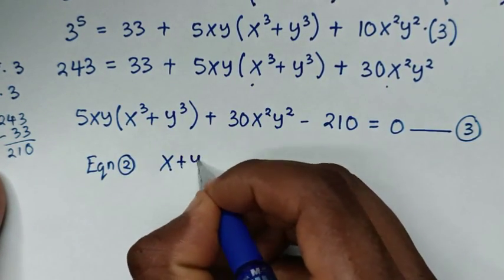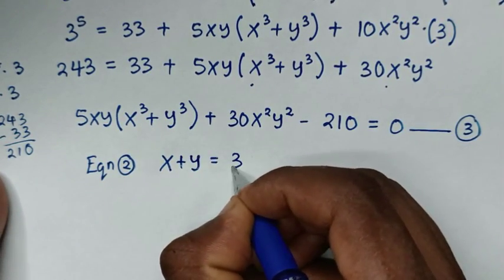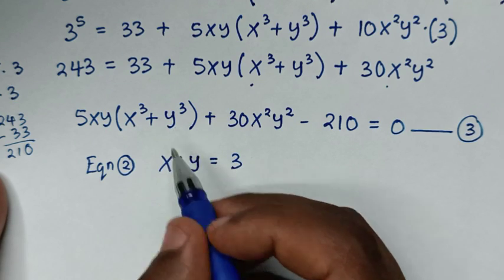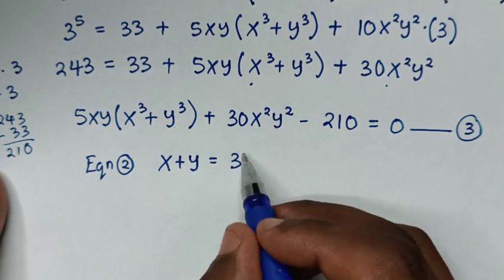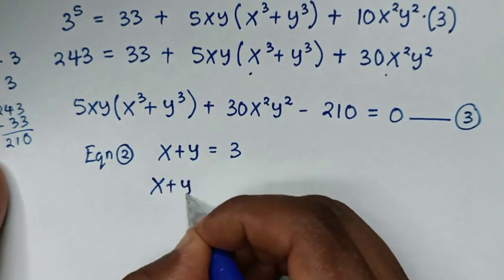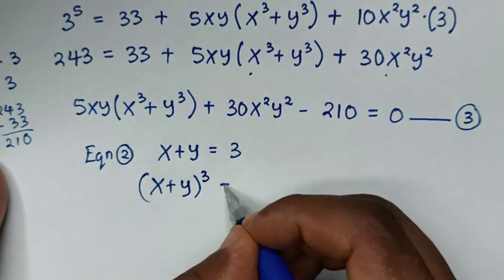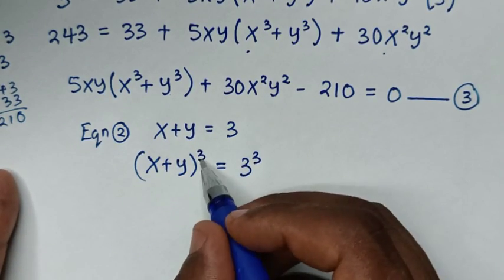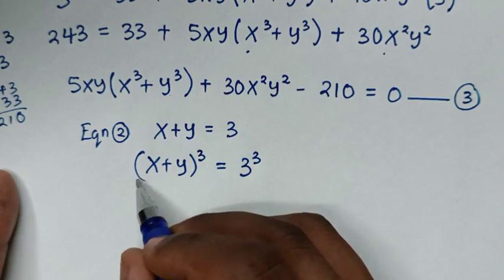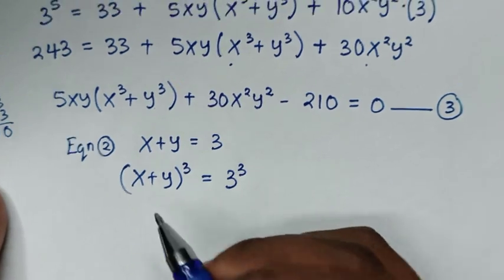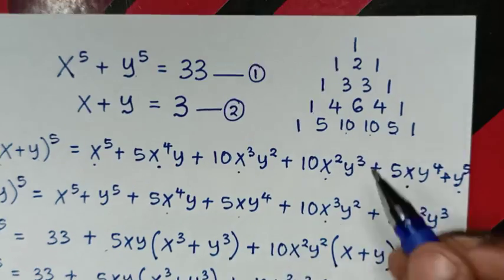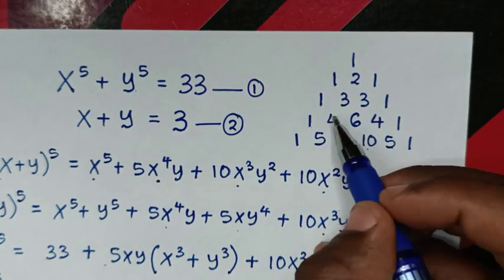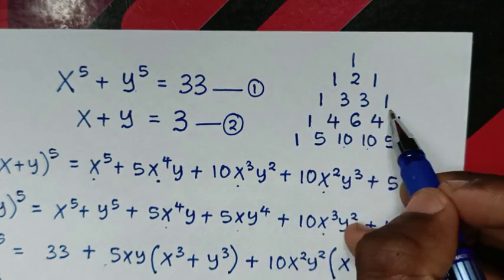So x plus y is equal to 3. To get x power 3 plus y power 3, we'll raise both sides to the power of 3. So (x plus y) power 3 is equal to 3 power 3. For the power of 3 of x plus y, from the Pascal triangle rule, in the third level, the coefficients are 1, 3, 3, 1.